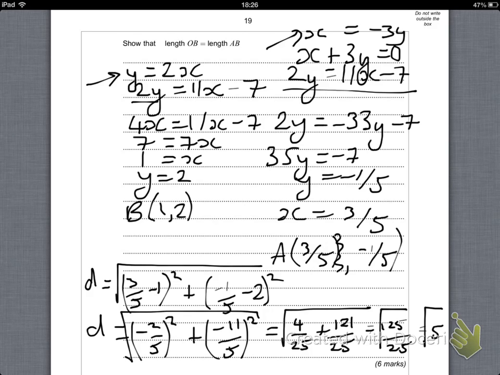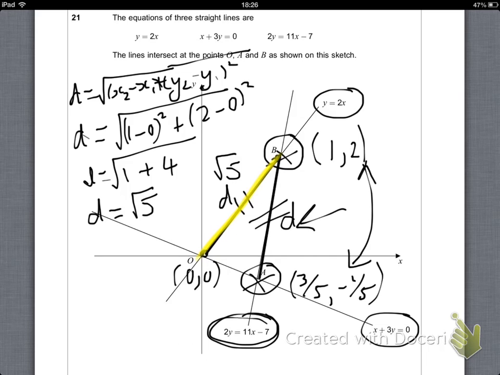So OB was root 5, AB was root 5, so we know that both of those are root 5, and therefore they are equal.